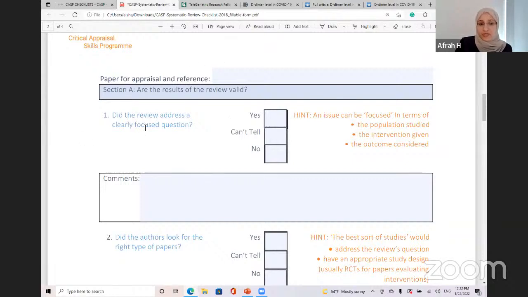So the answer of this question could be yes, because the population is identified, the outcome also is clear, but the intervention is not applied to this study. Anyone has another opinion? Feel free to interrupt me and express your opinion if you have another opinion.